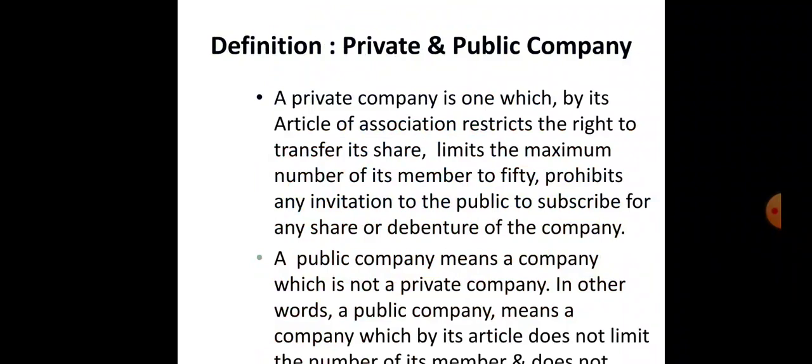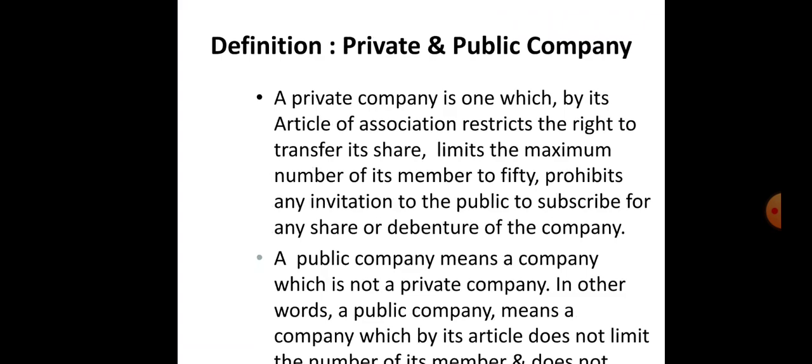Now coming in broad, let us understand what a private and public company is. A private company is one which by its articles of association restricts the right to transfer its shares, limits the maximum number of its members to 50, and also prohibits any invitation to the public to subscribe for any share or debenture of the company. Such companies we call private companies. The categorization is based on the number of people.